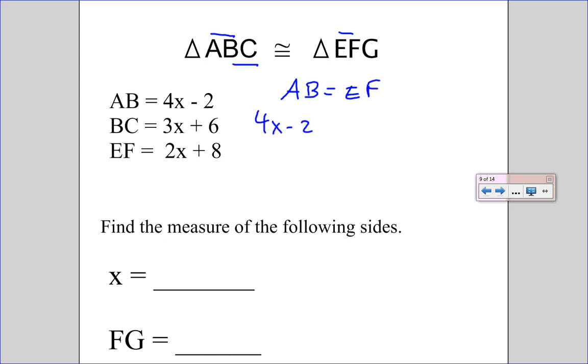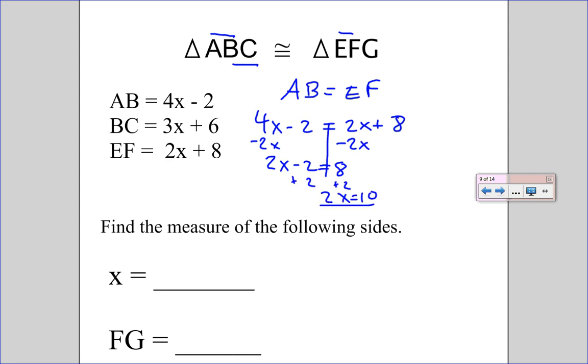So 4x minus 2 equals 2x plus 8. Let's subtract the 2x on both sides. 2x minus 2 equals 8. Add 2. 2x equals 10. And finally divide by 2, so x equals 5. And it wants to know FG, which is the same thing as BC. So 3 times 5 is 15, plus 6 is 21.